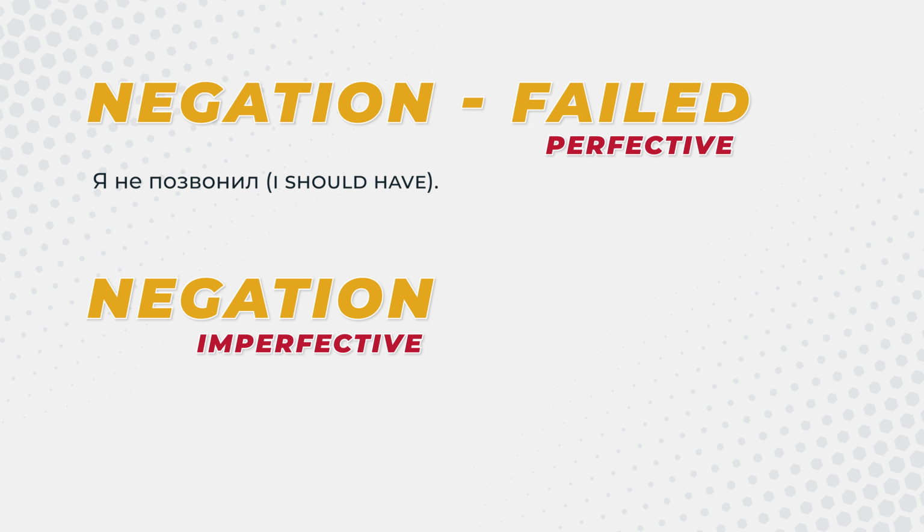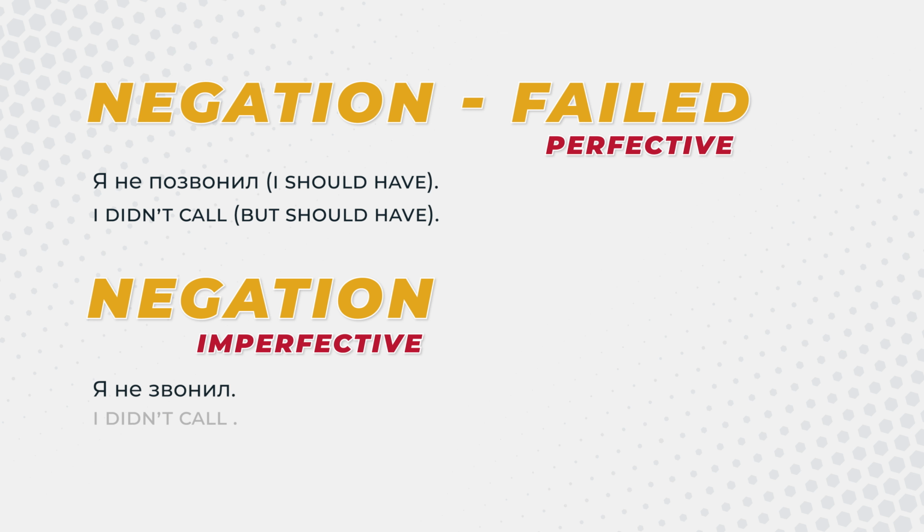Я не позвонил. Okay, that means I didn't call, and because I'm using the perfective form, it means that I was supposed to have called. Maybe I'm exchanging numbers with somebody because I want to take them out on a date, but я не позвонил. I was supposed to have called them, but I didn't. Versus я не звонил. I didn't call.